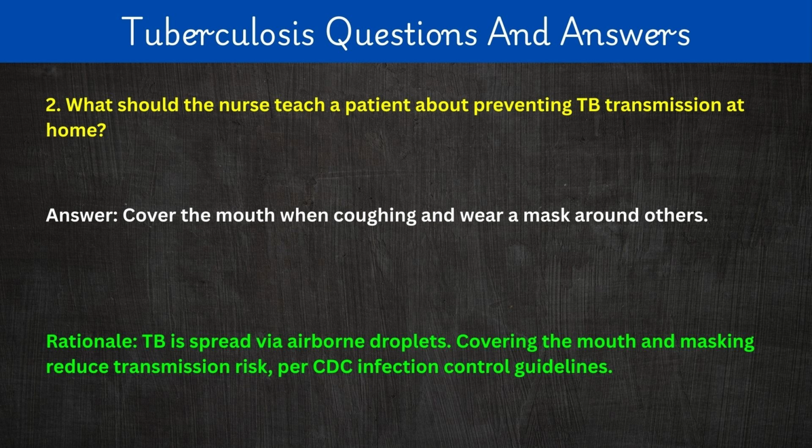2. What should the nurse teach a patient about preventing TB transmission at home? Answer. Cover the mouth when coughing and wear a mask around others. Rationale. TB is spread via airborne droplets. Covering the mouth and masking reduce transmission risk, per CDC infection control guidelines.